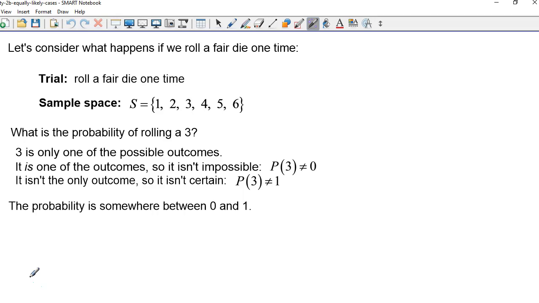So a trial would consist of rolling the fair die one time, and the sample space, which we use a capital S for, is the set of all possible outcomes, which would be 1, 2, 3, 4, 5, and 6.